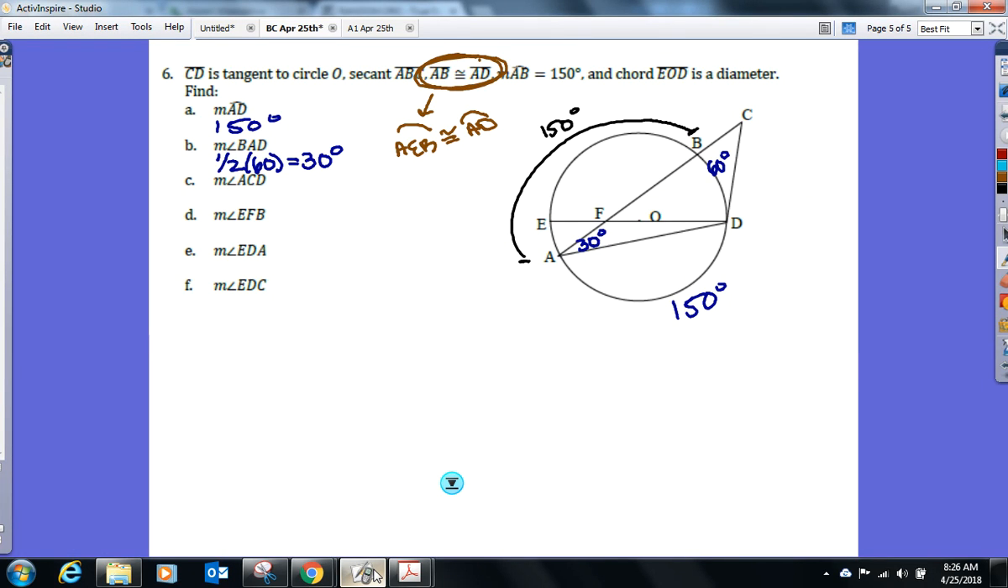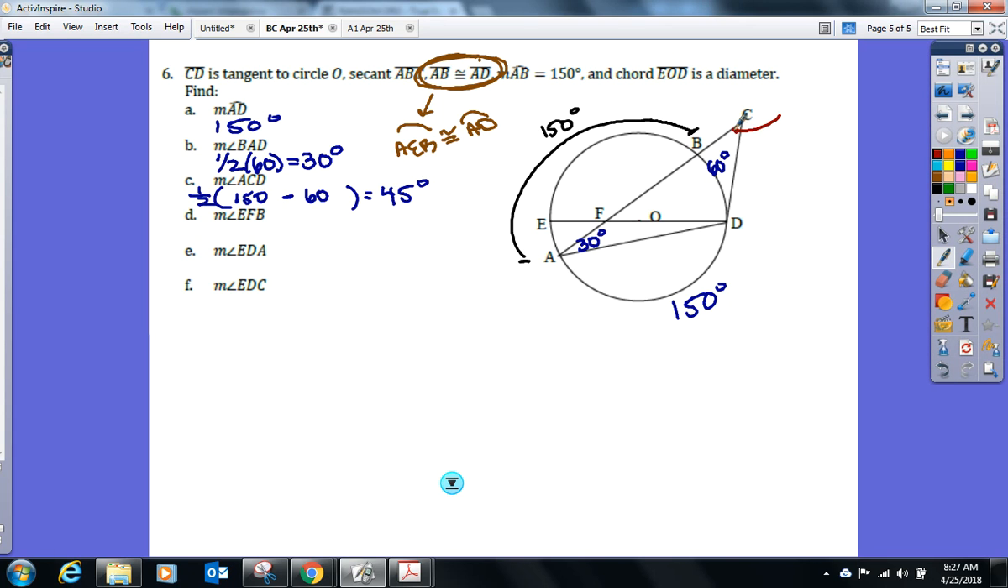ACD. Inside, outside. Discussion's over. What am I going to do? Add or subtract the arcs there, Luke? Okay. Now the tough part for you is what two arcs? Nice job. 150 and 60. The arcs in between. 150 and 60. What do you got for that angle measure? 45 degrees. So that's 45.